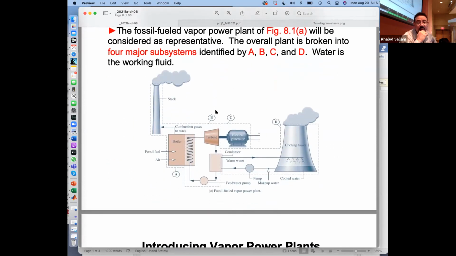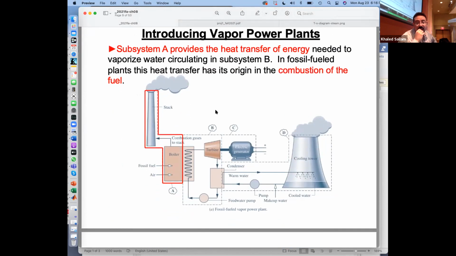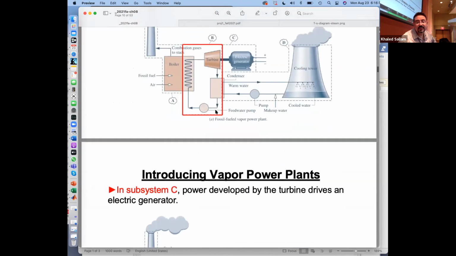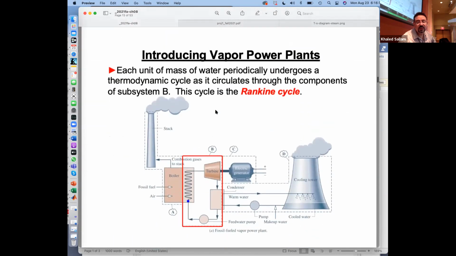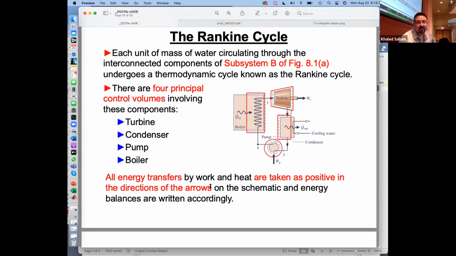So we want to be able to calculate the efficiency of this cycle. To calculate the efficiency of the cycle, we need to calculate the different elements. To calculate this efficiency, we want to calculate the net work and the Q added. The work will be calculated from the turbine and the pump, and the Q added will be calculated from this one. You don't need to calculate that, right?